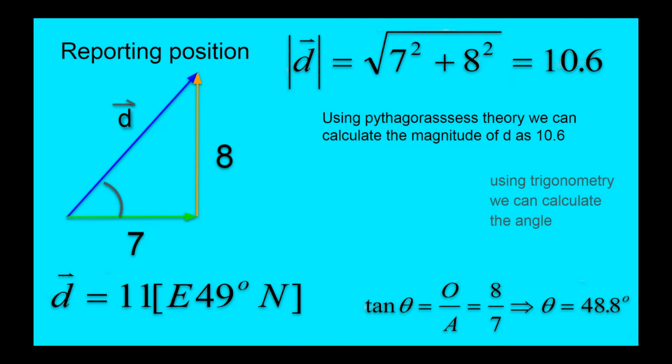Put it all together and our displacement vector is 11 east, 49 degrees north. Now why didn't I just write 49 degrees? In math class that would be enough. But for real world vectors they tend to say face east, then turn 49 degrees north. Right? That's all there is to it.